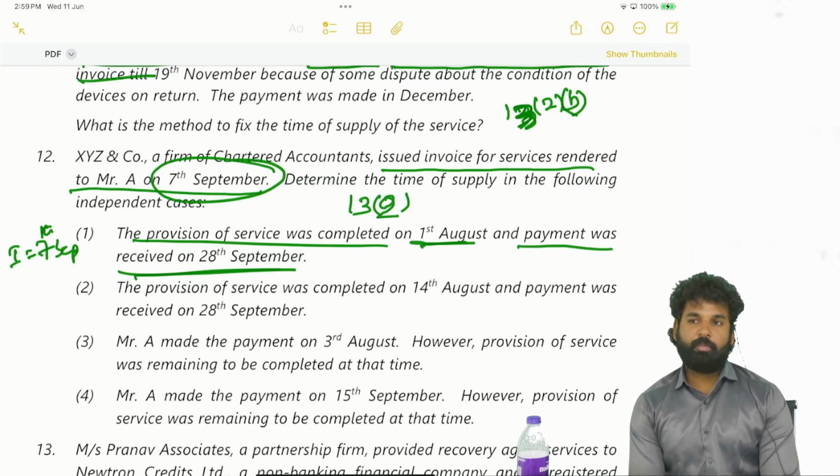So that's why the time of supply will be the date of service or date of payment, whichever is earlier. So 1st August or 20th September, which is earlier? So which is 1st August.